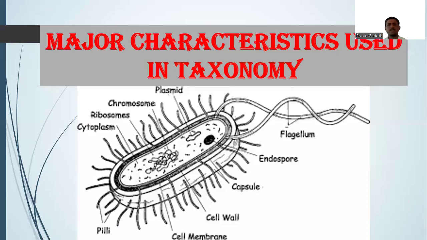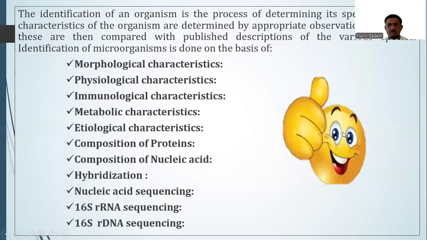Hello, dear students. In the last lecture, we discussed the different methods of classification and how we can classify microorganisms into different kingdoms. In this lecture, we'll discuss the major characteristics used in taxonomy, so that we can place or identify a particular organism with respect to its characteristics. Here we'll discuss them one by one.